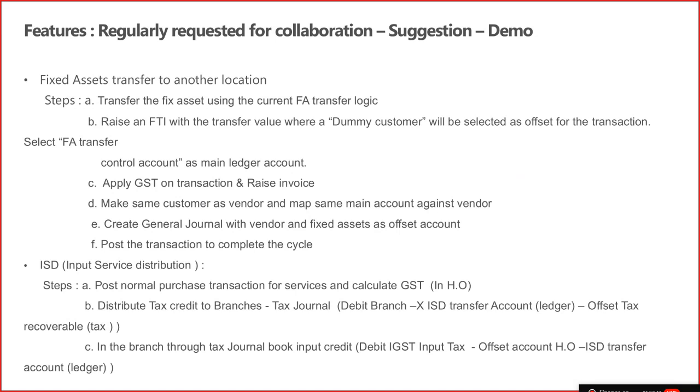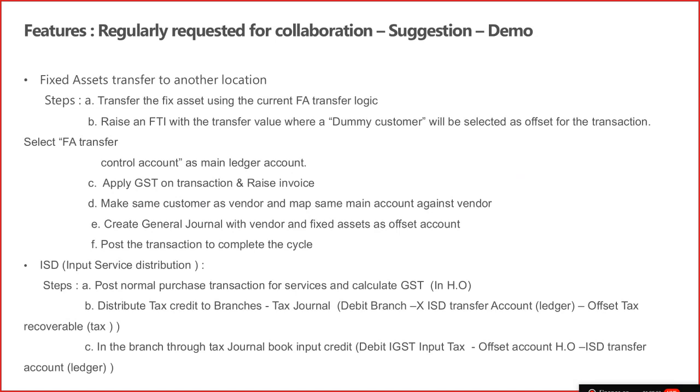the tax. So the current workaround is you have to use the transfer of fixed assets module functionality. You can transfer the fixed assets by using the dimensions, and from one location to another location you can make a shift of the assets. Then you have to raise the free text invoice where you have to create one dummy customer, and the dummy customer will also map to a dummy vendor, where the same customer will be a vendor, and both the customer and vendor will have the same main account, ledger account.